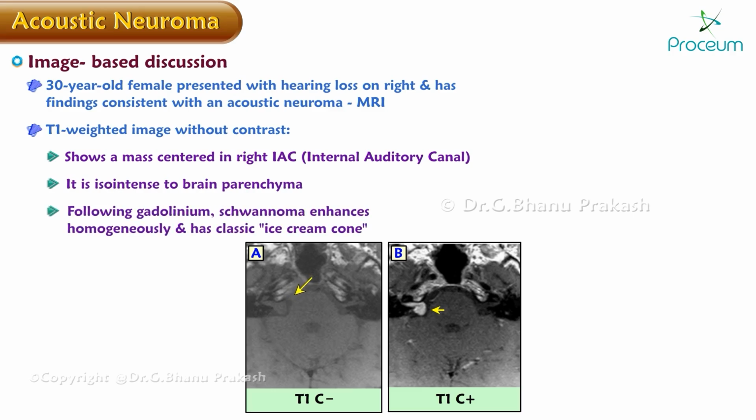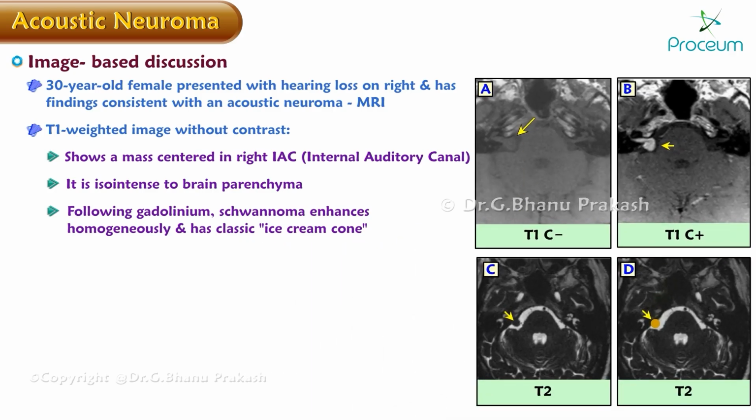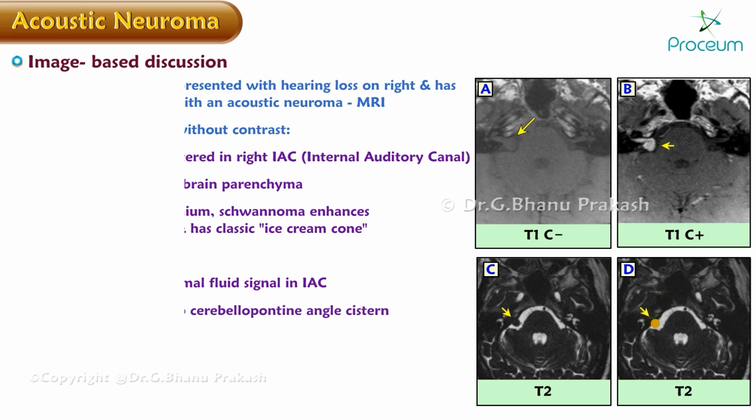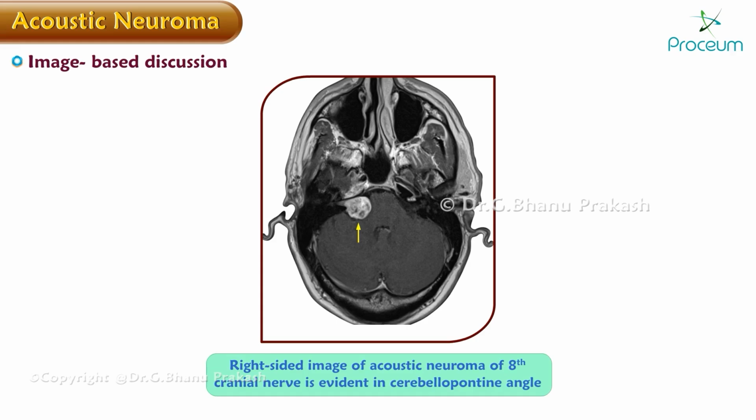Following gadolinium, the schwannoma enhances homogeneously and has a classic ice cream cone shape. The high-resolution T2 weighted image shows loss of the normal fluid signal in the internal auditory canal, which can be appreciated on the left side. The mass projects into the cerebellopontine angle cistern. Here is a right-sided image of acoustic neuroma of the 8th cranial nerve, evident in the cerebellopontine angle.